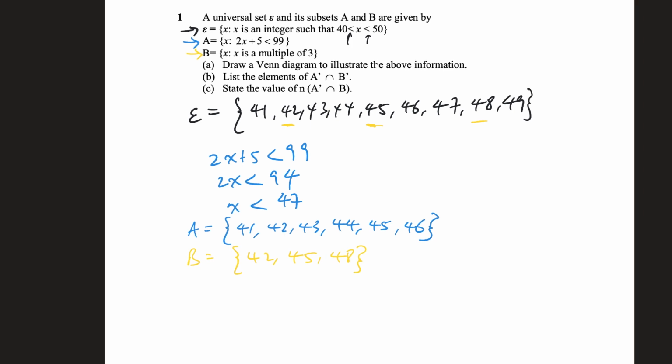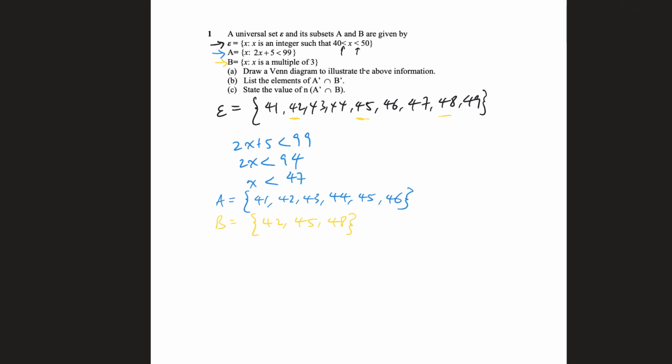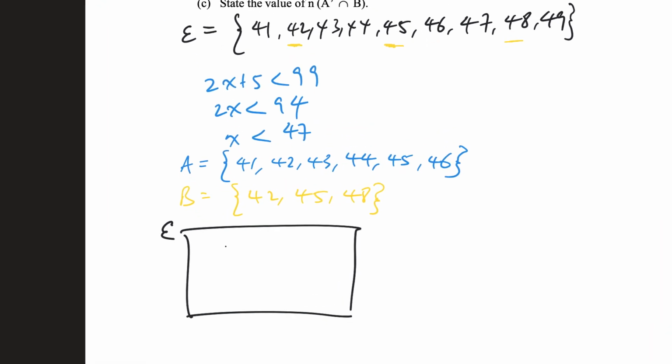Of course, we're not done yet because we're supposed to draw the Venn diagram. Since we have A and B and a universal set, let's begin by doing that. We label the universal set. Usually I label outside here. And then we have A.